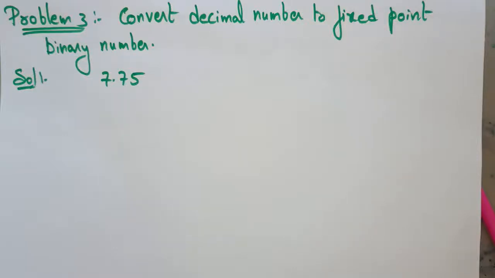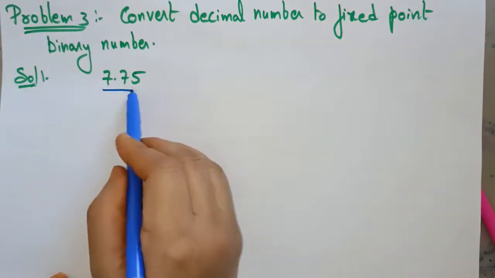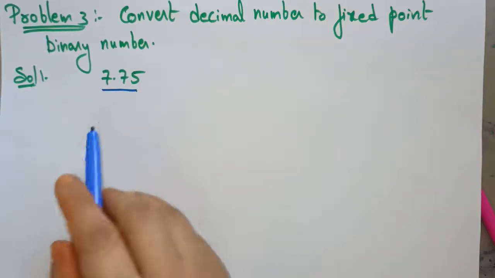Hi students, let's continue with the fixed point representation. Let me take another problem. Convert the decimal number to the fixed point binary number. So this is the number they are given, 7.75. They're asked to convert. This is the decimal number.